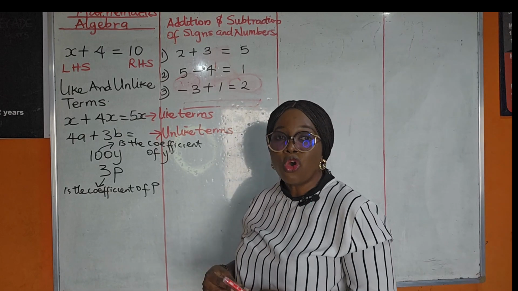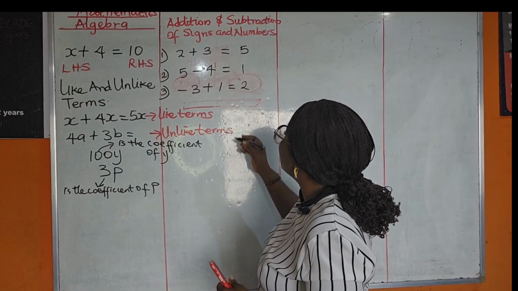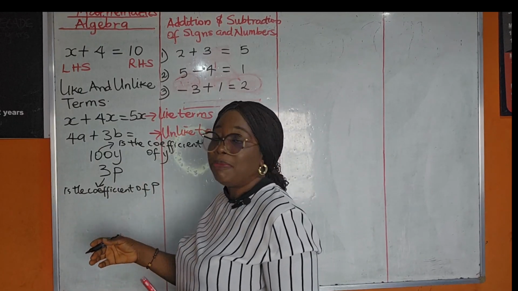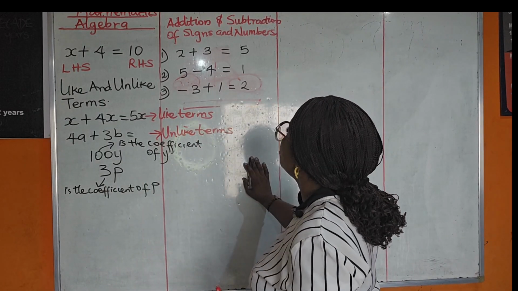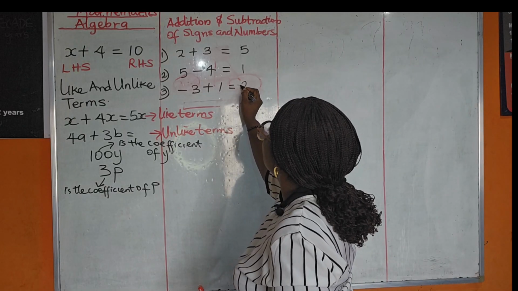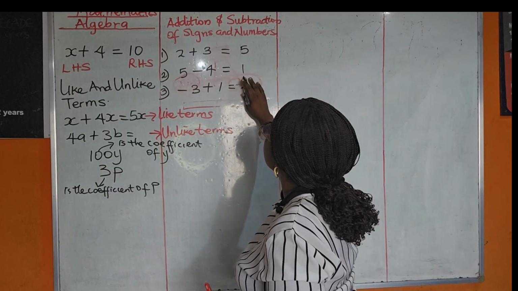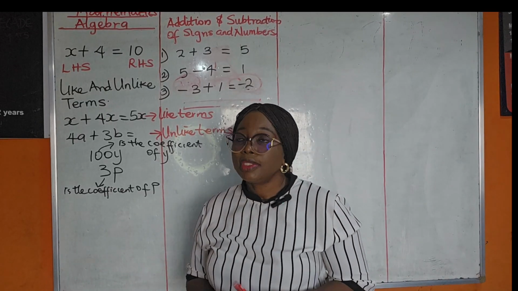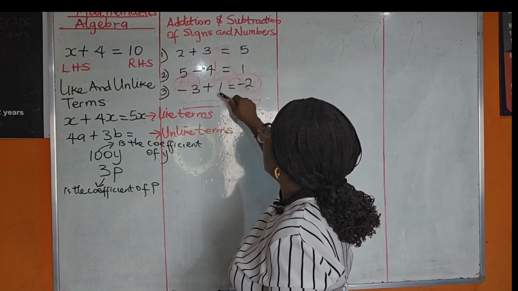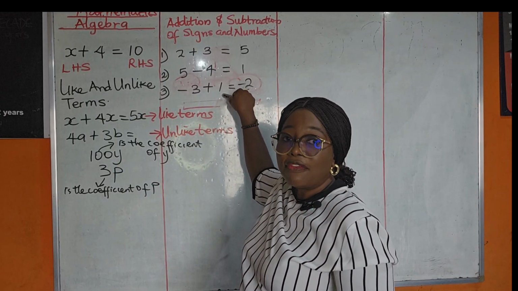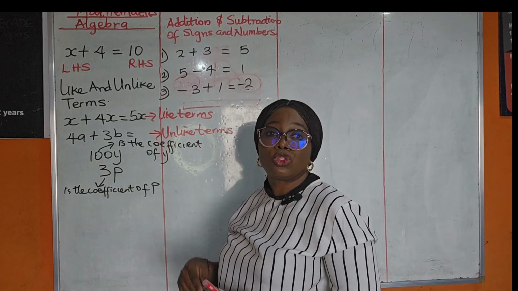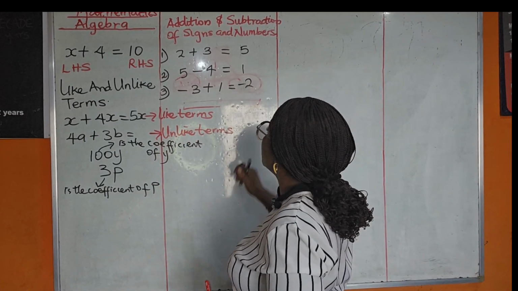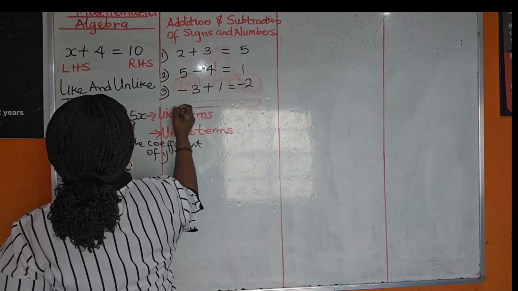So if what you owe is more than what you have, your answer definitely is going to be negative. So you're having minus 2 as your answer. What does that tell us? You're owing 3, and if you give up the 1 you have, you're still going to be left with 2. You're still owing 2. So that's why your answer is minus 2. We're going to solve more examples.